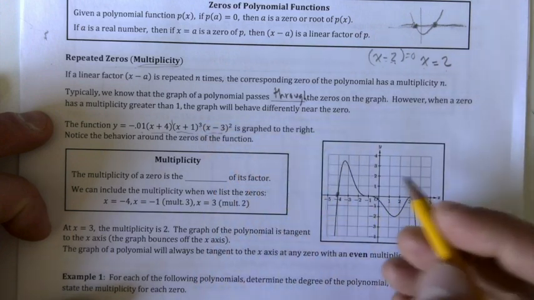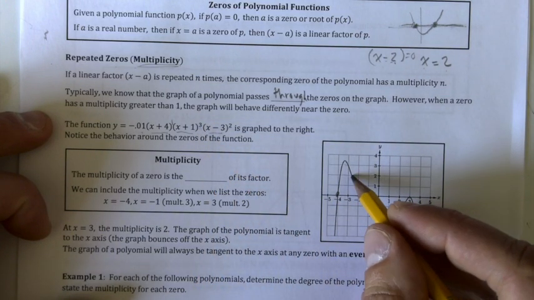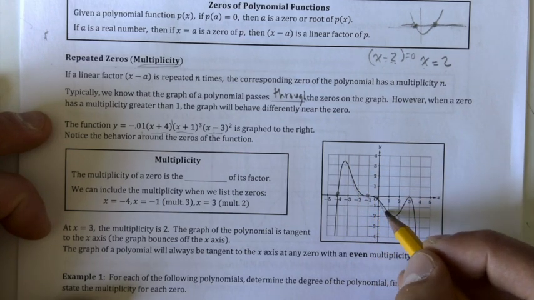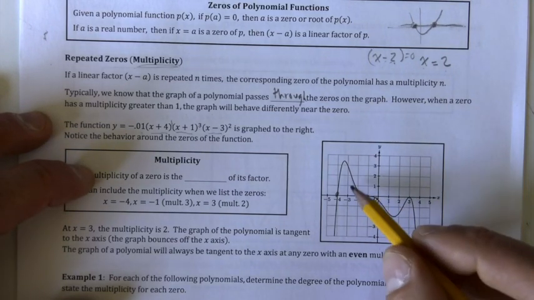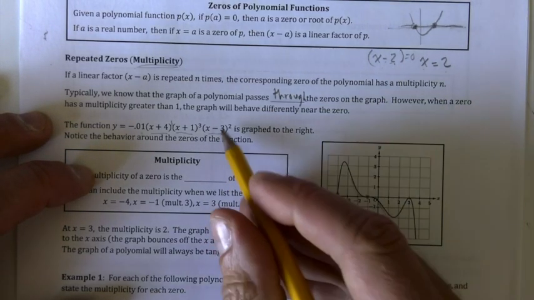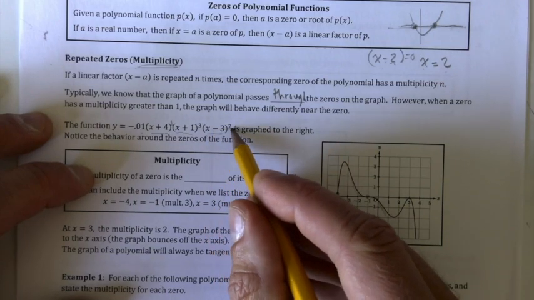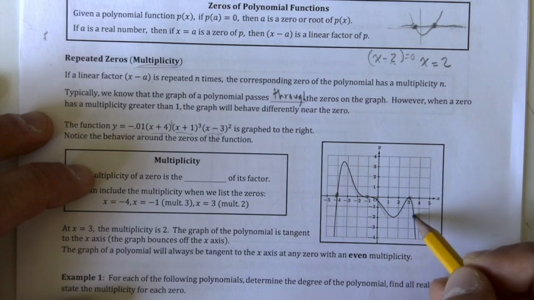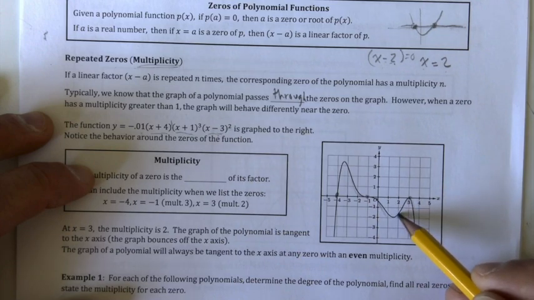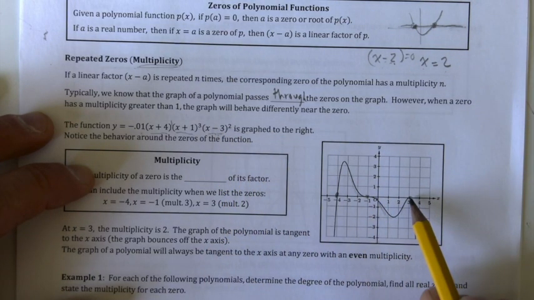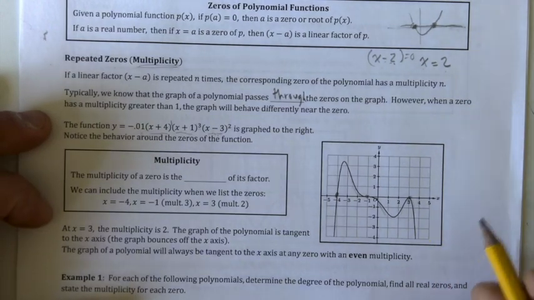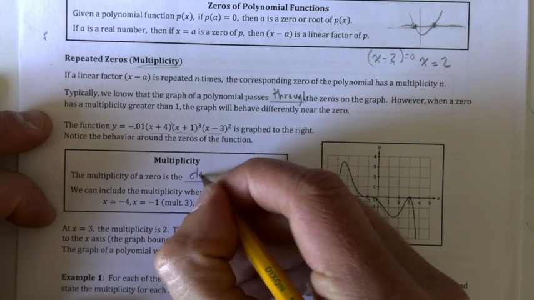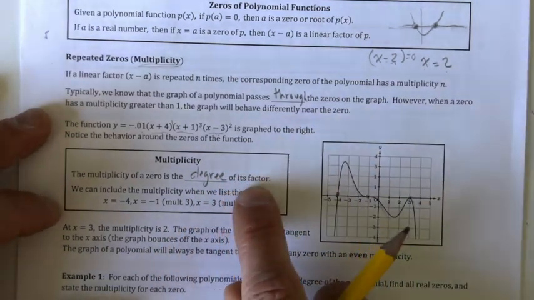But now, when at negative 1, notice this kind of looks like a cubic function. It levels out and then passes through with opposite end behavior. Whereas x minus 3 squared, the 0 is at positive 3, and it behaves more like a quadratic. It bounces. So when it is squared, it creates a bounce. The multiplicity of a 0, then, is the degree of its factor.